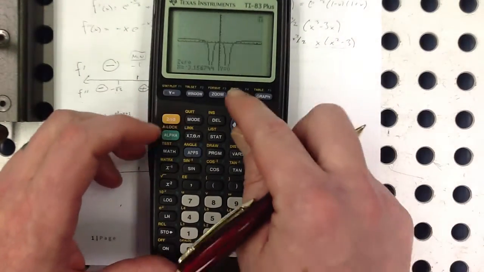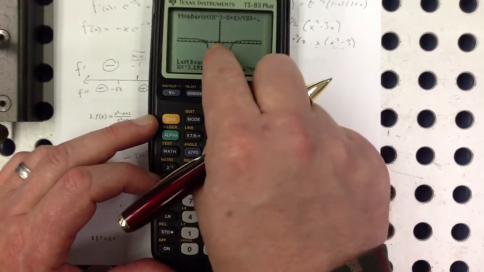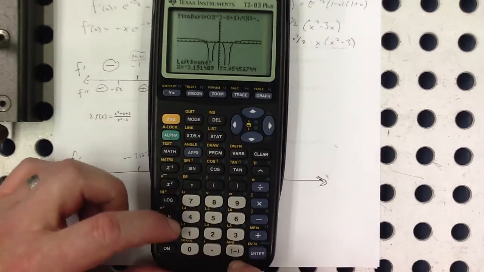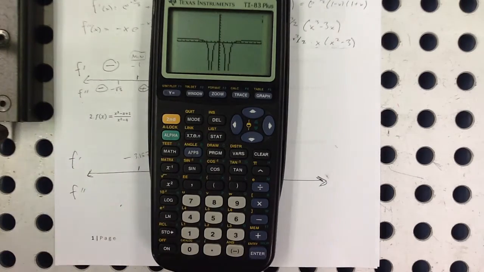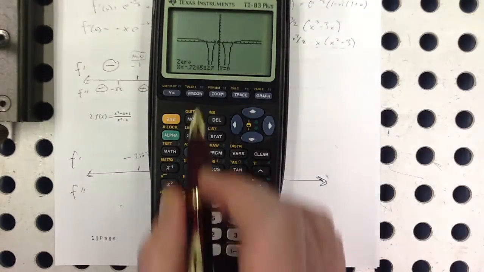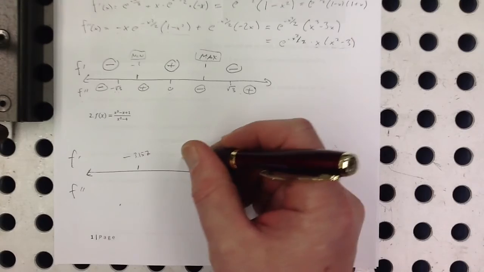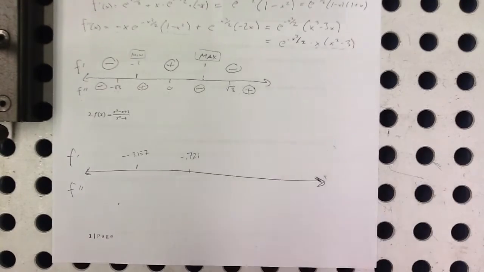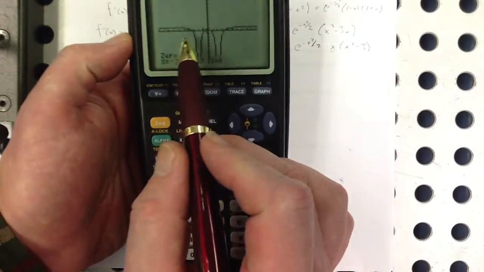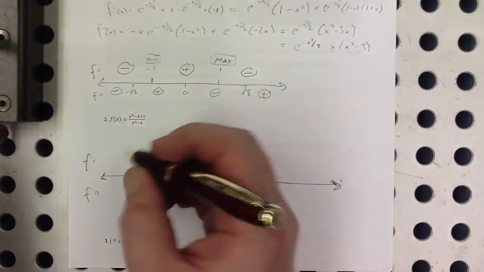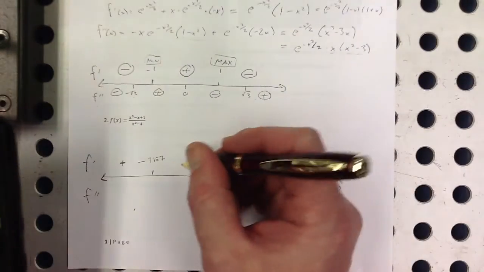Next one. So I can calculate that 0 here. It looks like there's one in between -1 and 0. So -1 and 0. And we'll see, yep. So at negative 0.721. Now I'm going to fill in the signs as I go. Over here, on this side, we have positive. And then here I have negative.